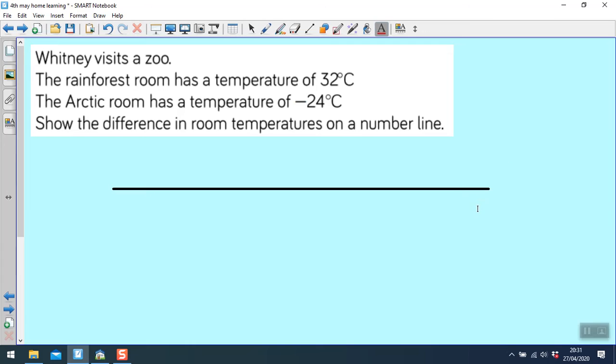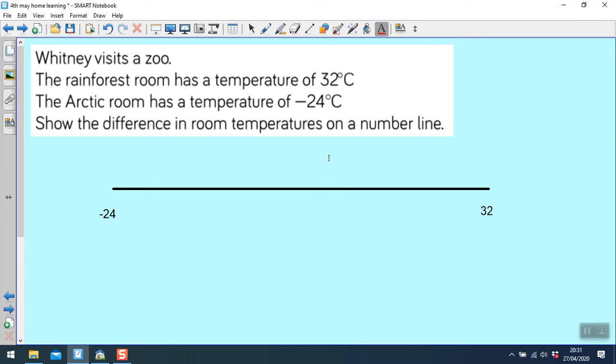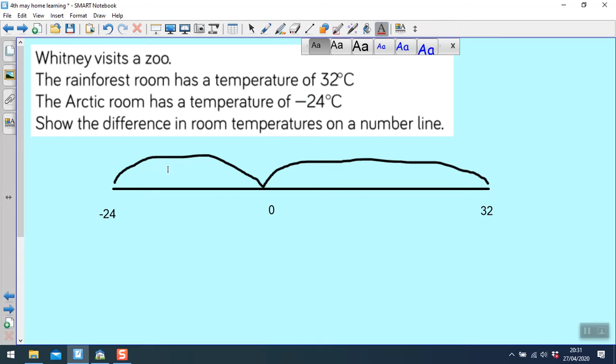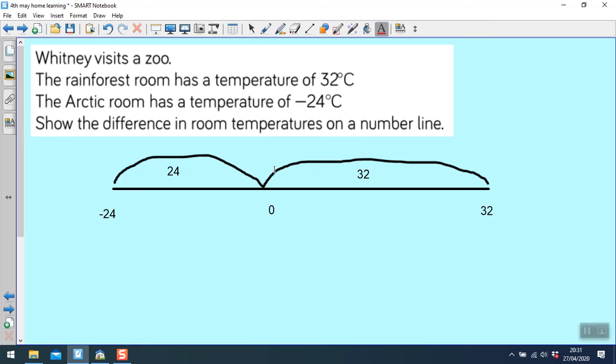Okay, so the rainforest room is 32 degrees and the Arctic room is -24 degrees. I need to work out how much there is between -24 and 32. I'm going to put 0 here. I need to work out what I've added on to -24 to get to 0 first, then from 0 to get to 32. So -24 add 24 makes 0, 0 add 32 makes 32. So altogether I've added on 24 add 32, which is 56 degrees. So the difference is 56 degrees Celsius.